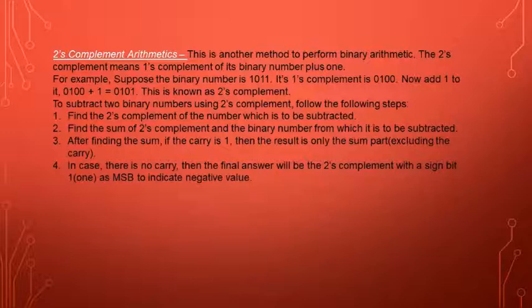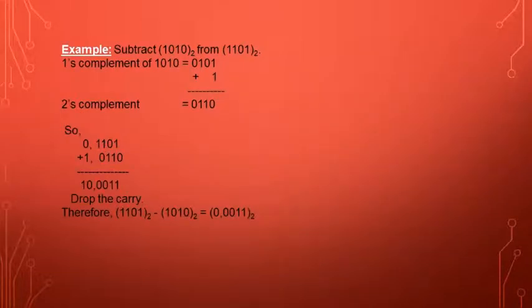We can have a look at this example. Subtract 1010 base 2 from 1101 base 2. First you have to find the ones complement of 1010, which is equal to 0101. Next you have to find the twos complement. To find the twos complement, you have to add 1 to the ones complement and we get 0110. So 1101 is to be written on top with 0 on the left. This is the sign bit. Then 0110 is to be written at the bottom with sign bit 1, and these are to be added.